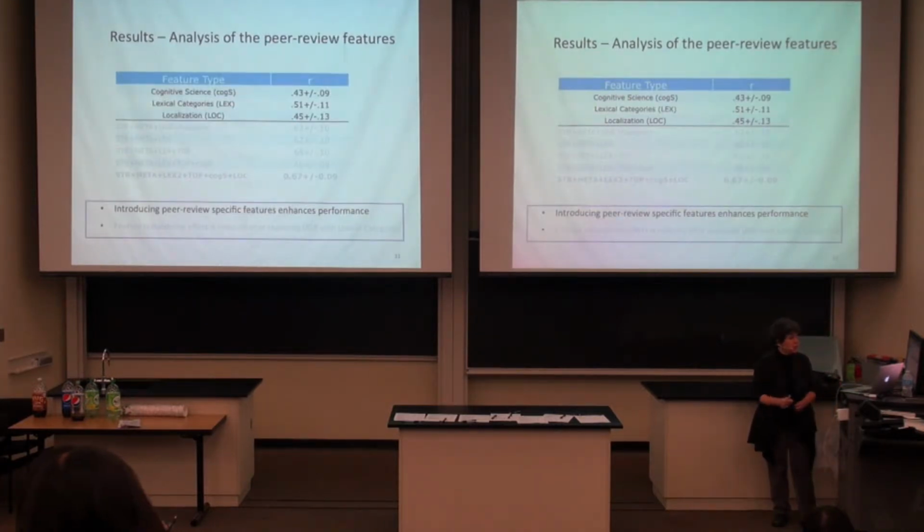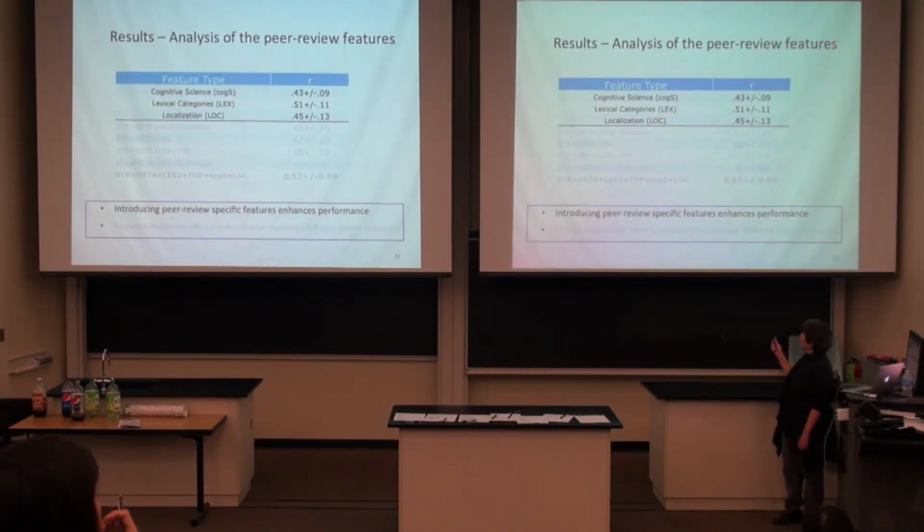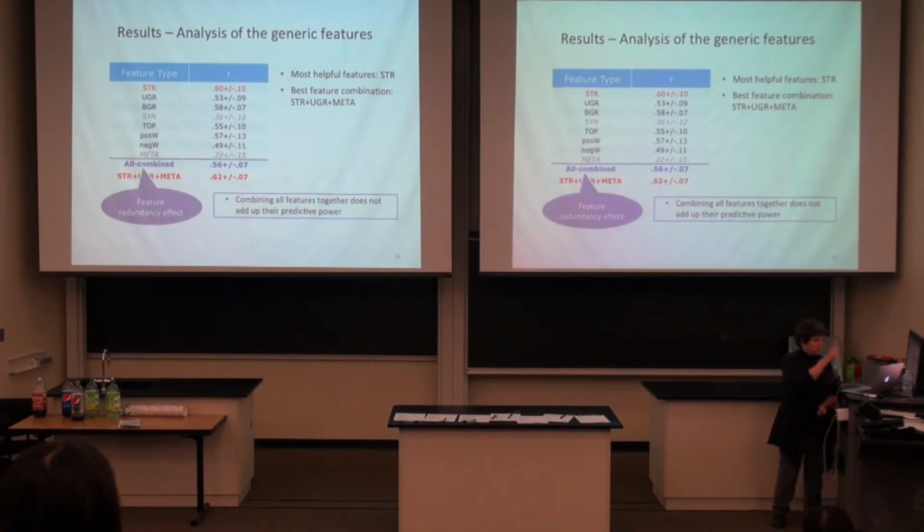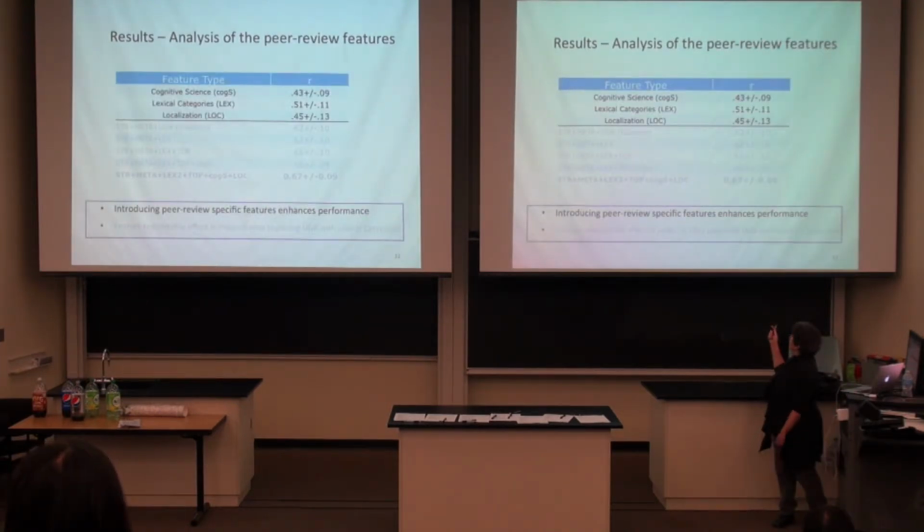Okay, let's now turn to the peer review features. If we look at just the peer review features in isolation, we again get significant correlations for all of them, although the strength of the correlations is slightly weaker. So here the best one is 0.5, while on the previous page you can see the best one is 0.6. But even though they're slightly lower, they have the strong advantage that they're pedagogically interesting.